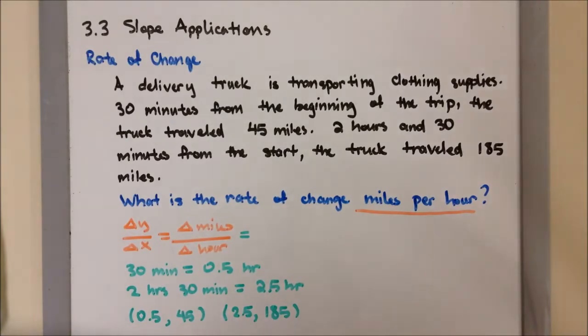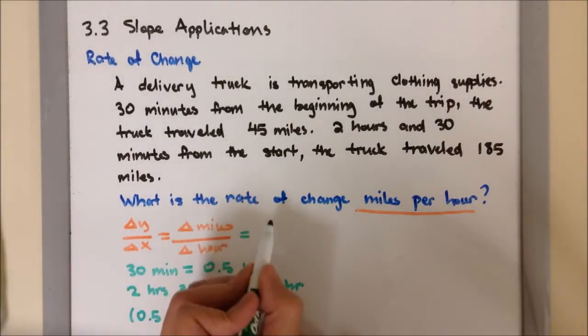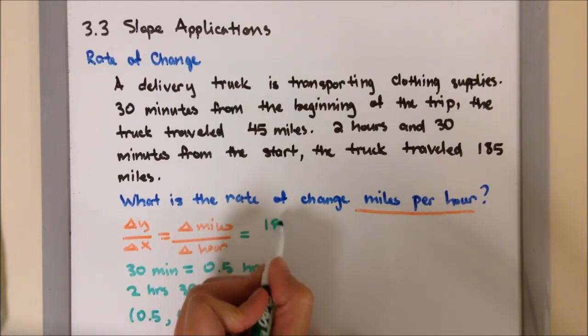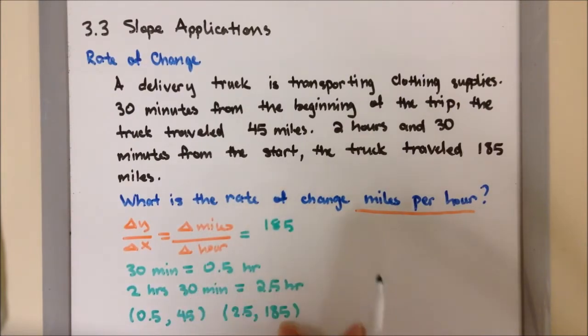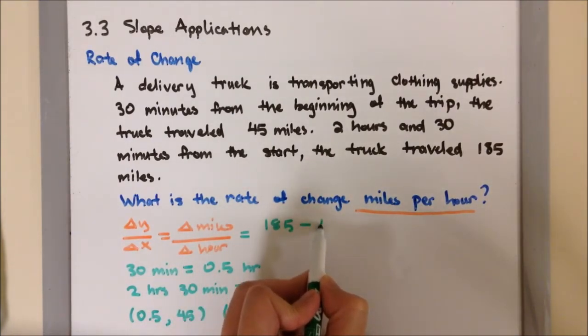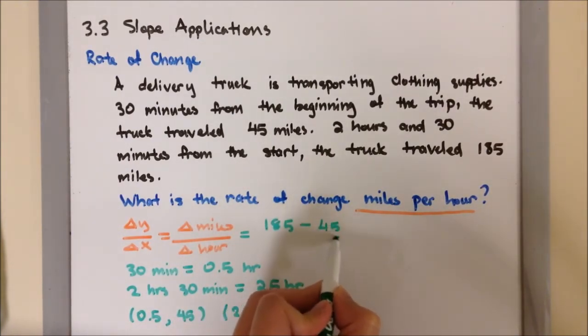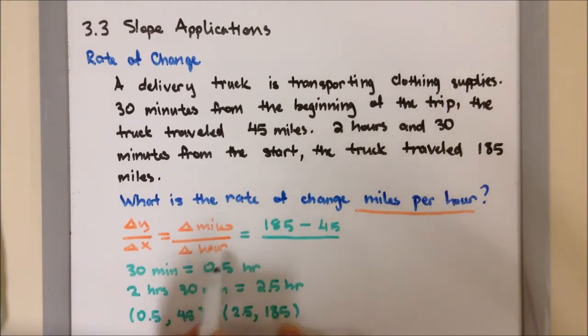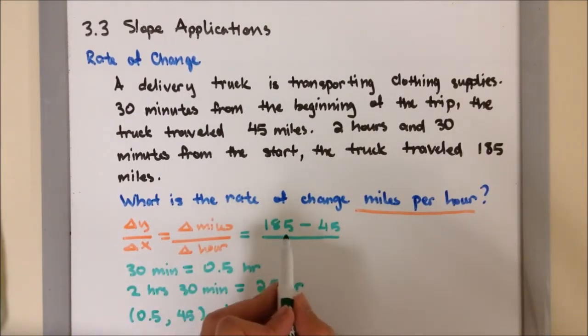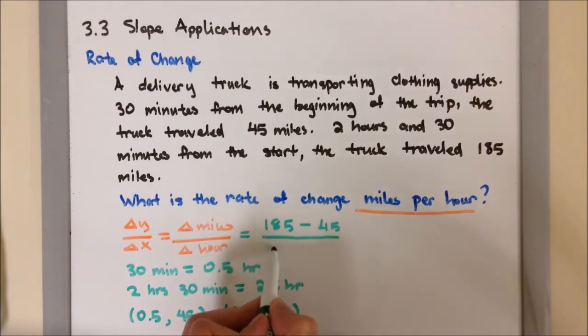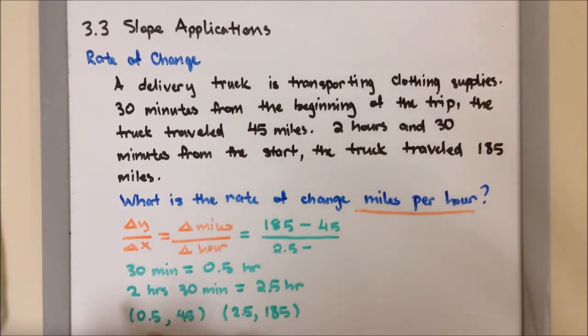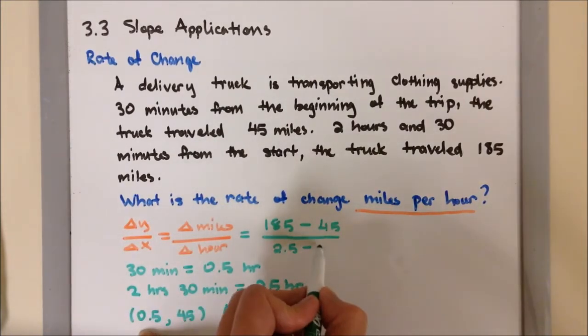So for our change of miles, I will start with the latest, so 185 miles minus the beginning miles, which is 45, over our hours. So since I started with 185, I'm going to start with 2.5 minus, since the 45 came second, I'm going to write 0.5.